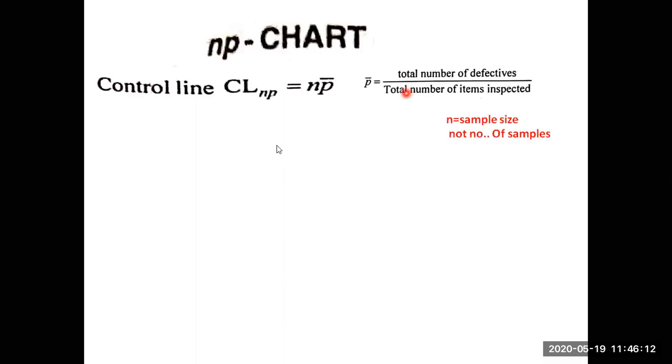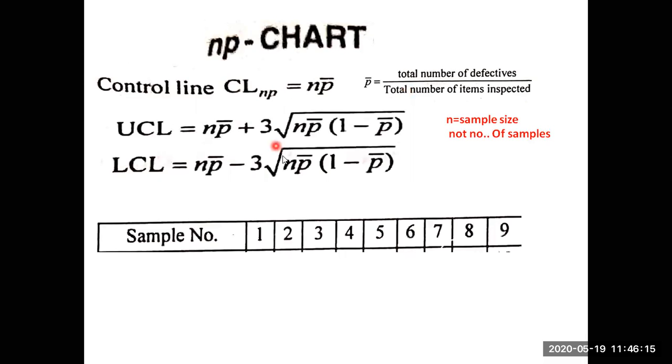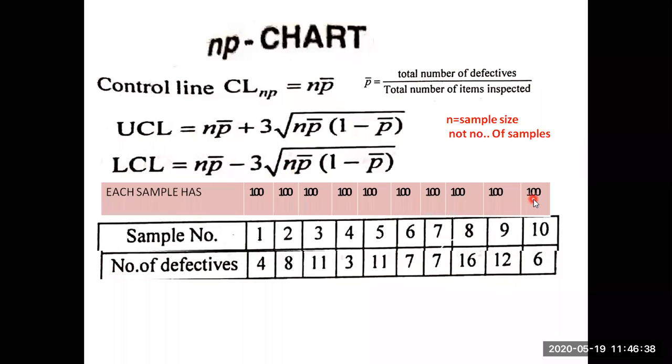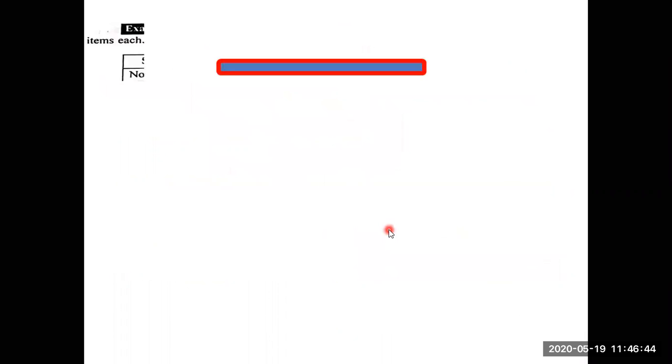Okay, formulas. He has given 10 samples and the number of defectives. Here n stands for the sample size, not the number of samples, and that means how many items each sample has. In this problem he is saying that each sample has 100 items. Remember this one.